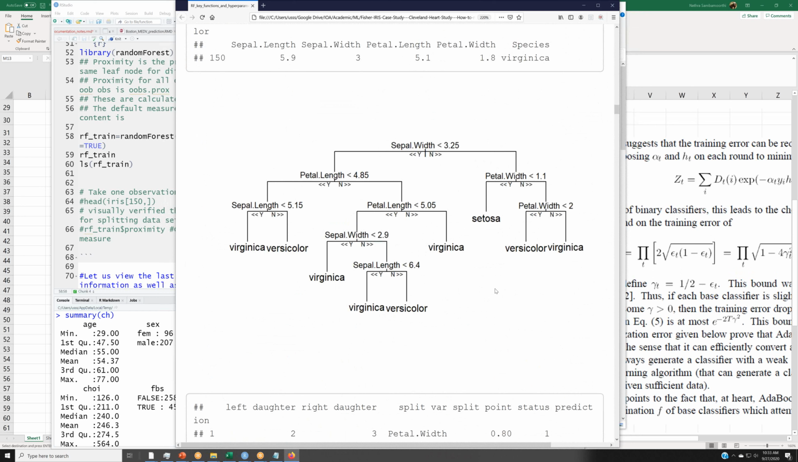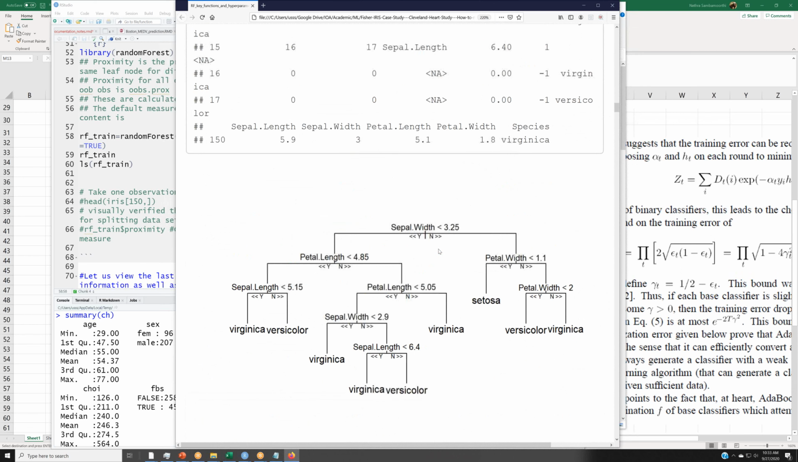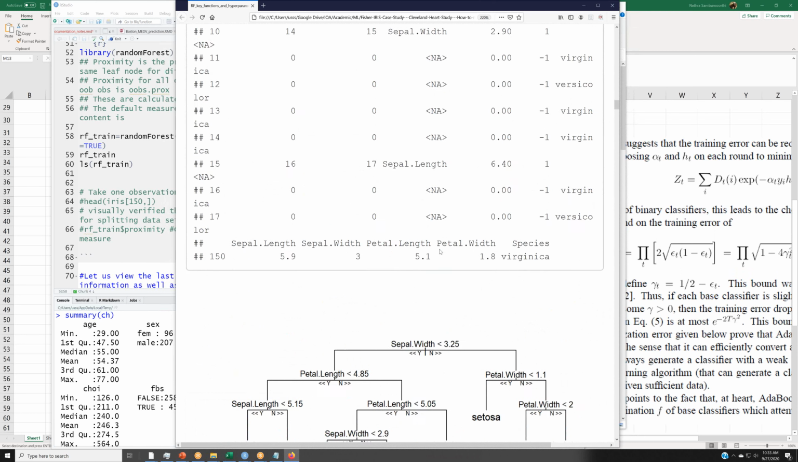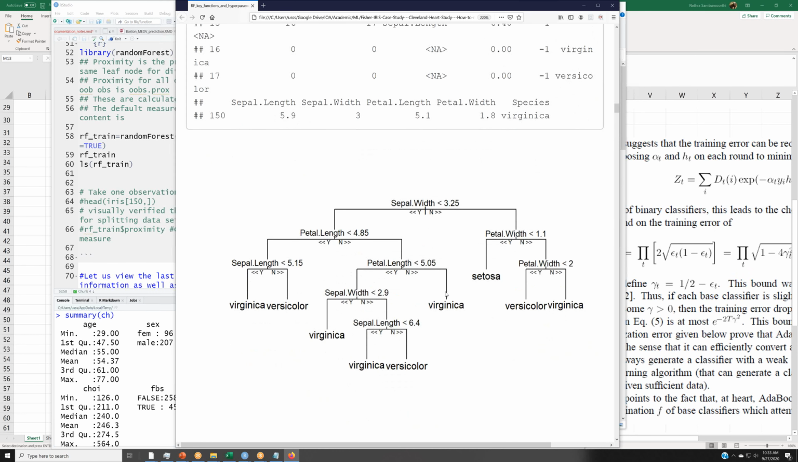So in each split, it is taking two at a time. For the first split, it is taking petal length and petal width. The second petal length split is taking sepal length and petal length. So I think it is taking two variables at a time during each split. Yeah, it is. I think there is a little bit of confusion here.